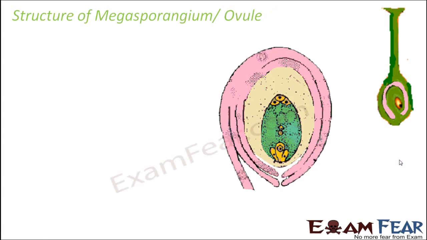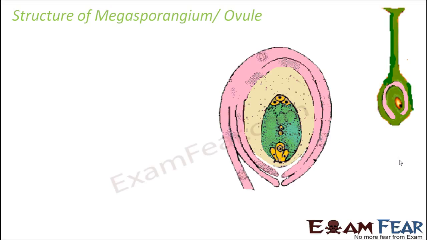Now let us talk about the structure of the megasporangium, or ovule, whatever you call it, because this is the place where exactly the process of female gamete formation occurs. Like in the male counterpart, where the microsporangium produced microspores that later developed into pollen grains, here the megasporangium will produce megaspores, and one of those megaspores will develop into the egg cell, which is nothing but the female gamete. So let us see how it happens.